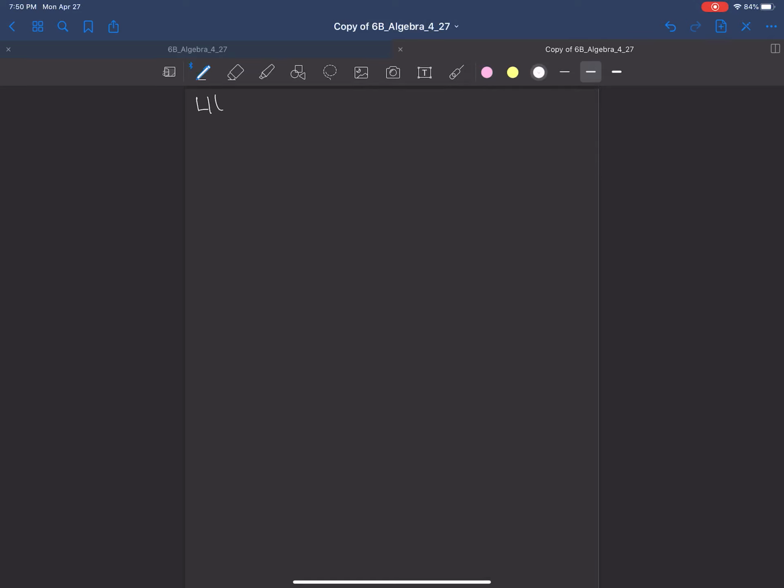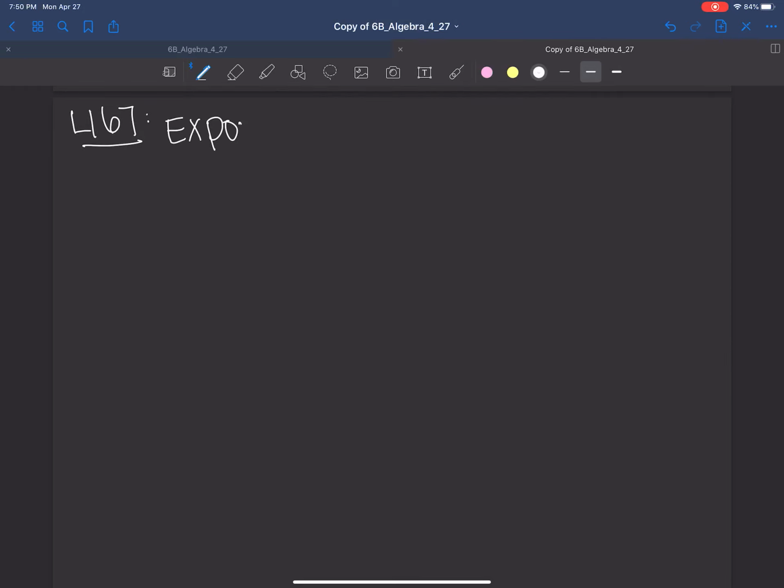So lesson 167, it's about exponents, so we have to revisit them. But this is going to be a special case when the base is negative. And we only really touched positive bases before.